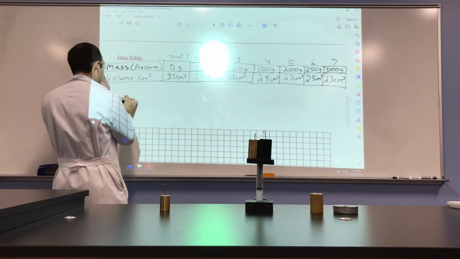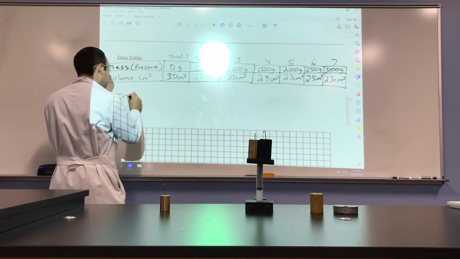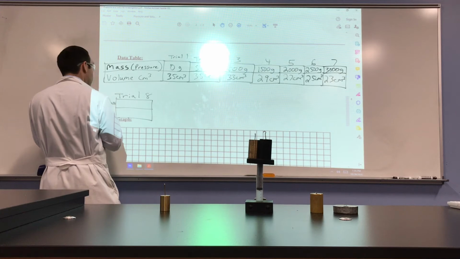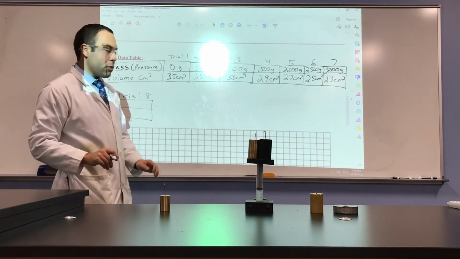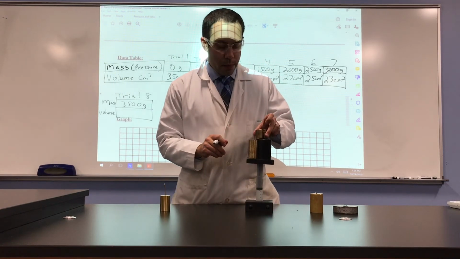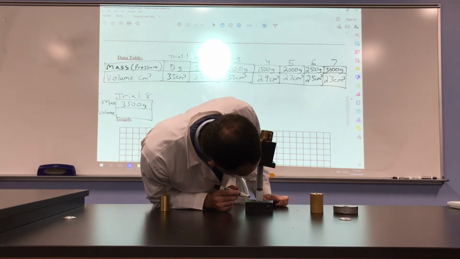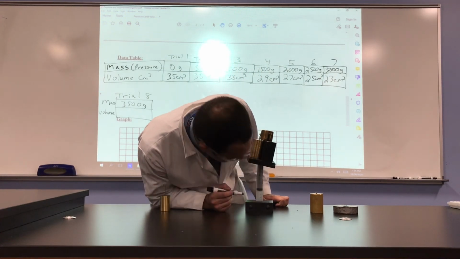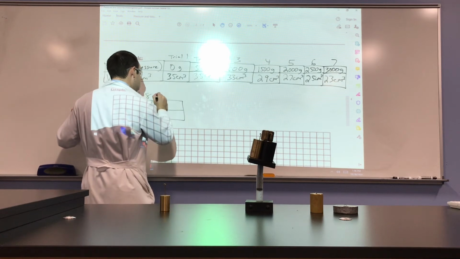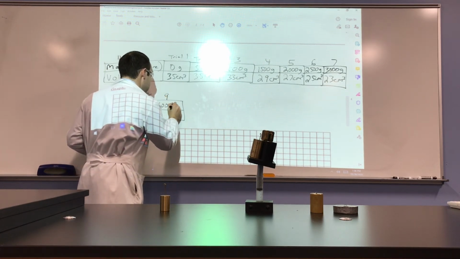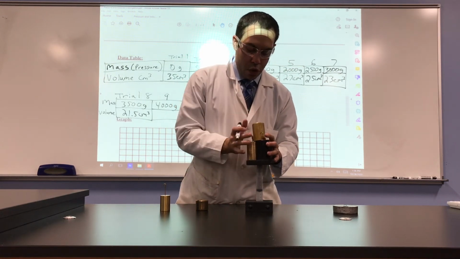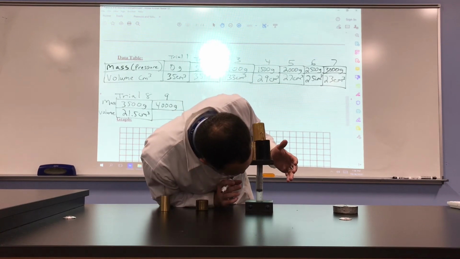Let's make a new data table. We'll do trial 8 down here. Remember, we have the mass and volume. Let's do 3,500 grams. So we have the 500. Looks like 21.5 cubic centimeters. Trial 9. Let's go 4,000 grams. Try to hold it a little bit in place. You don't want to affect the mass, but you don't want it to fall off. Now write 20 even.